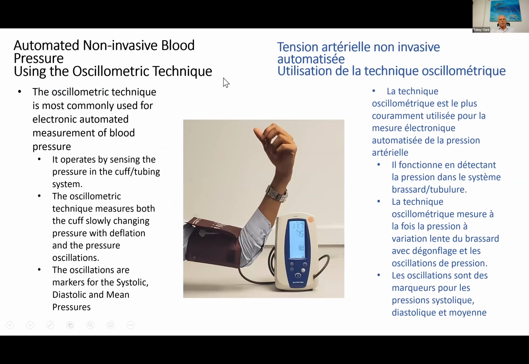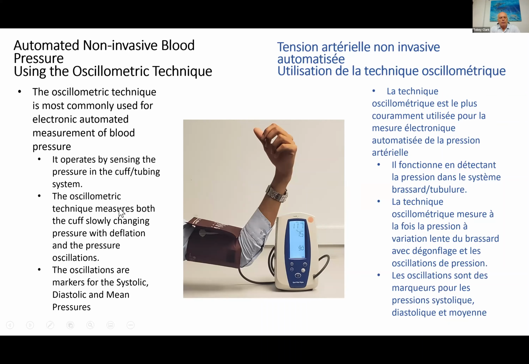So this is an example of an automated non-invasive blood pressure machine, which uses the oscillometric technique. This particular machine, you can see it's portable. It's used for vital signs. The oscillometric technique, which uses pressure basically as the measurement in the tubing and the cuff, is most commonly used for automated electronic measurement of blood pressure. So it measures the pressure in the cuff and the tubing system.